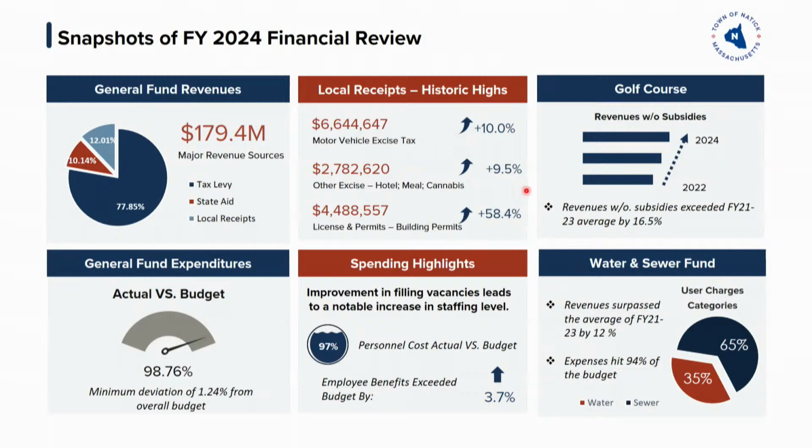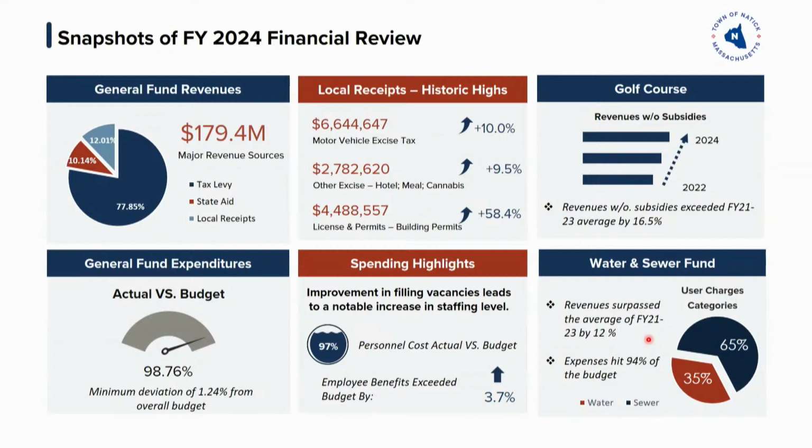The golf course: this was actually the first year that the golf course operated without a subsidy, and they did extremely well, which is always good to hear. Water and sewer fund revenues surpassed the average for FY21 to 23 by 12%, which is good. That is totally user fee funded.